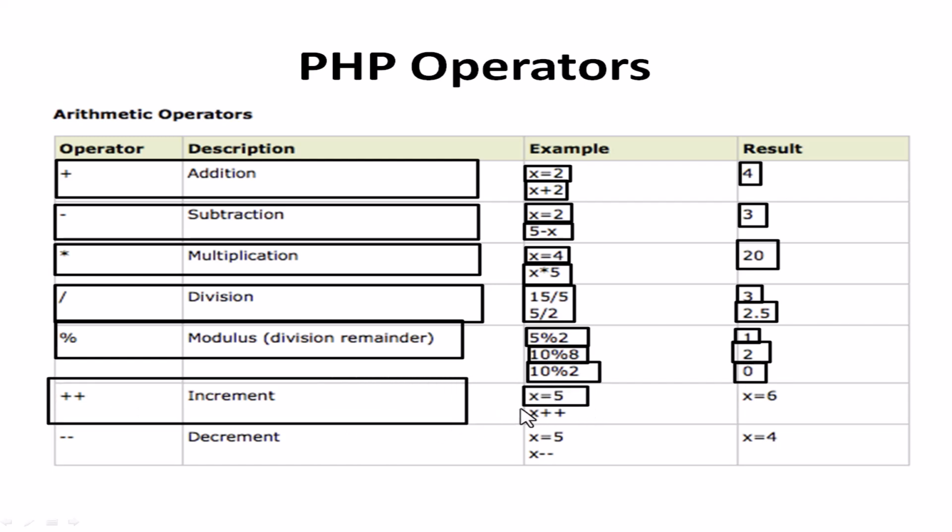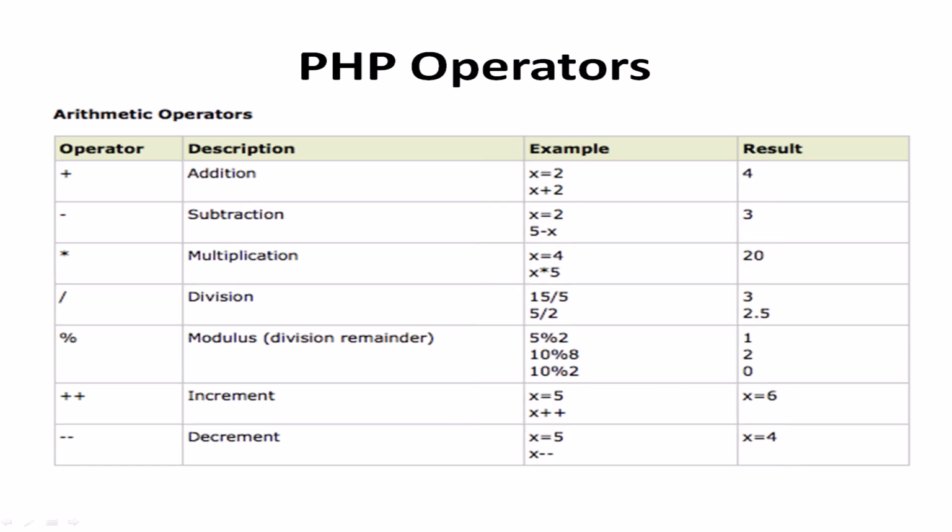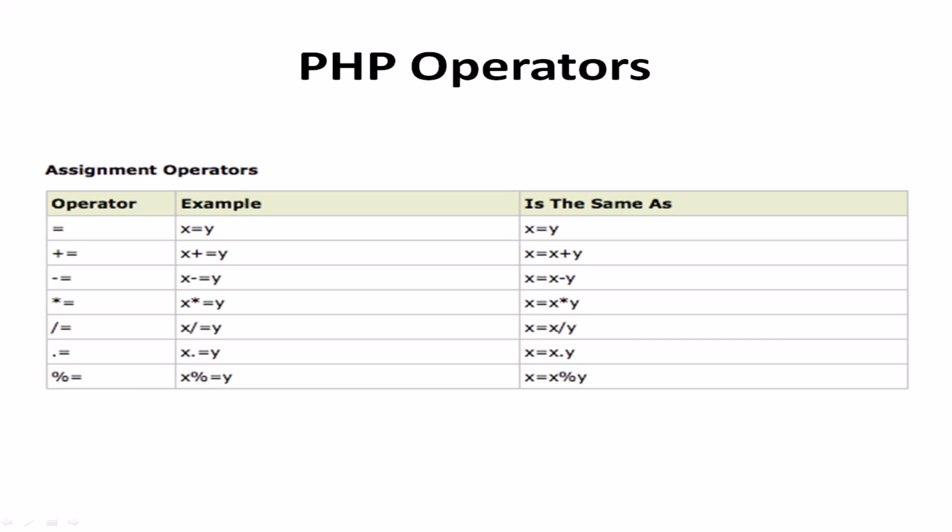So next one, increment and decrement operator. x equal to 5, x plus plus is going to add the value 1 to the 5, so the resultant is x equal to 6. Next one is the decrement operator, where x equal to 5, x minus minus is going to decrement the value by 1 and the resultant is x equal to 4.